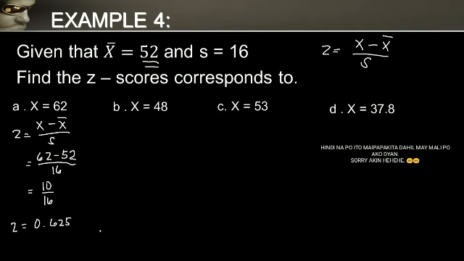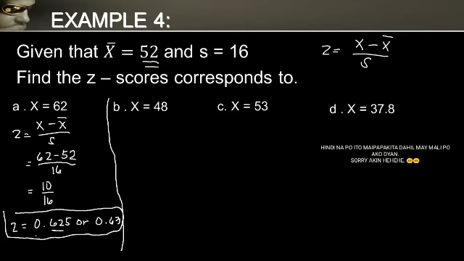Since the z-table gives z-scores to only 2 decimal digits, therefore, approximately, the value is 0.63. This means the z-score of 62 is 0.63. You will notice it is still positive, so that is above the mean. It is still above the mean. Okay, let's proceed.